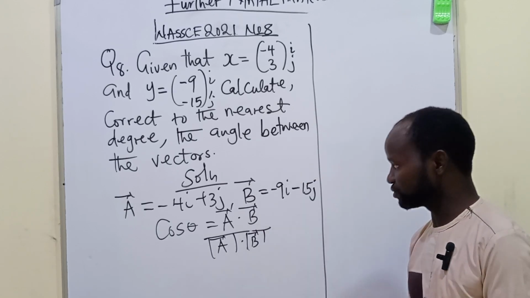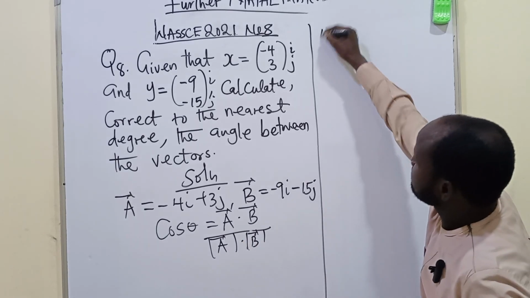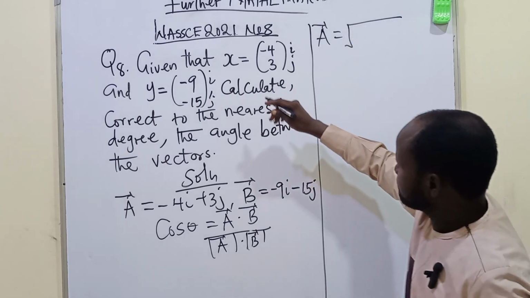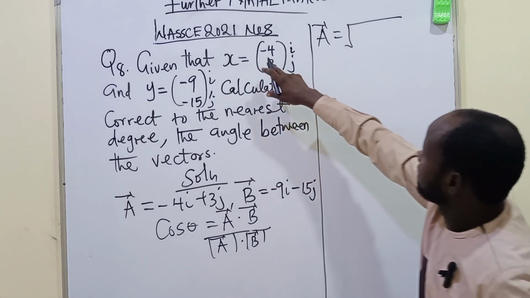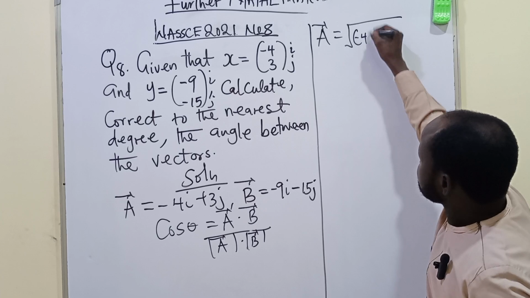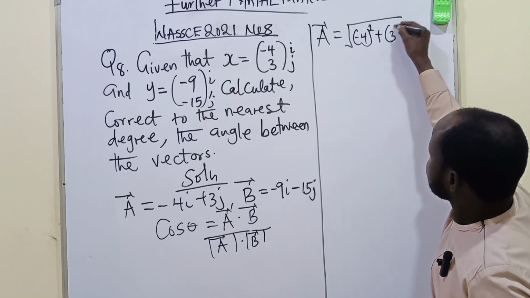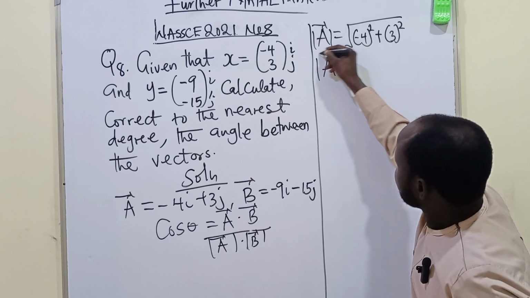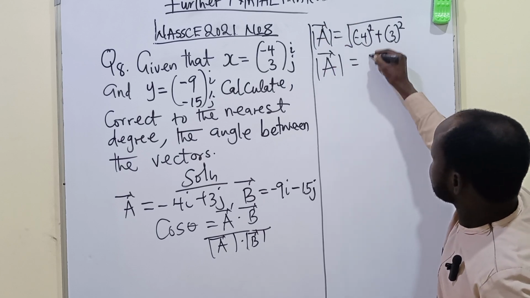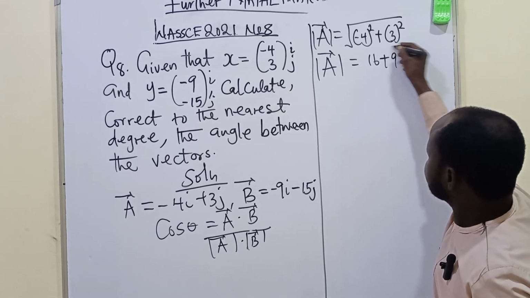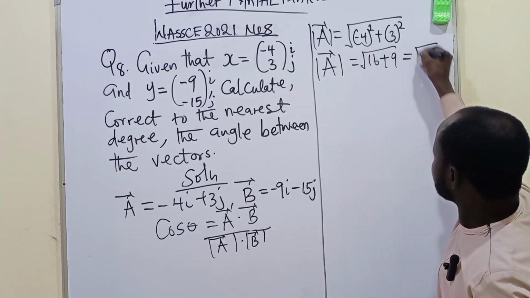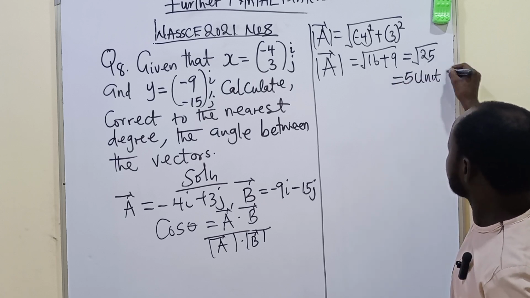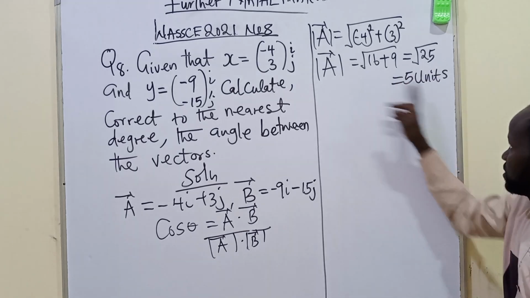There's a formula for magnitude. Let's find the magnitude of vector A. The magnitude of vector A will be equal to the square root of (-4) squared plus 3 squared. Minus 4 squared is 16 plus 3 squared is 9, so we have the square root of 25. That will be 5 units. So the magnitude of vector A is 5 units.